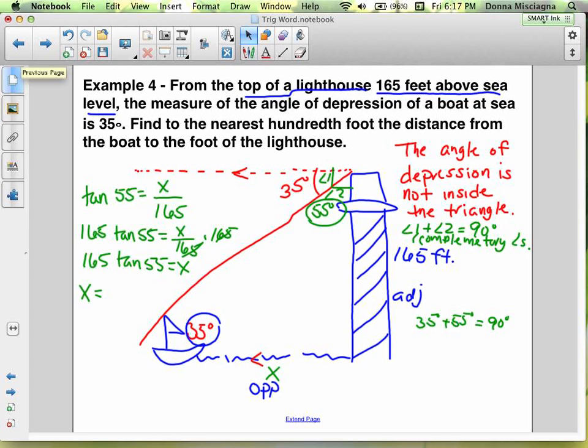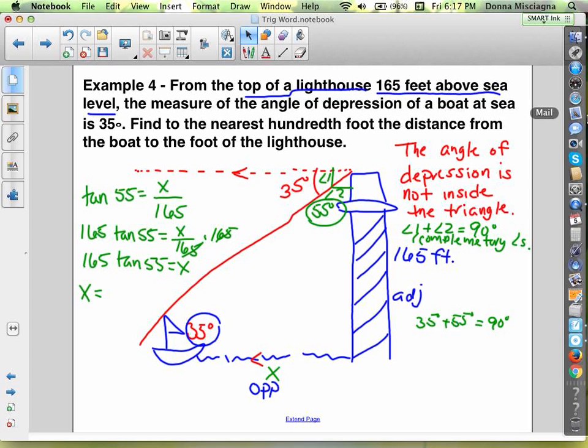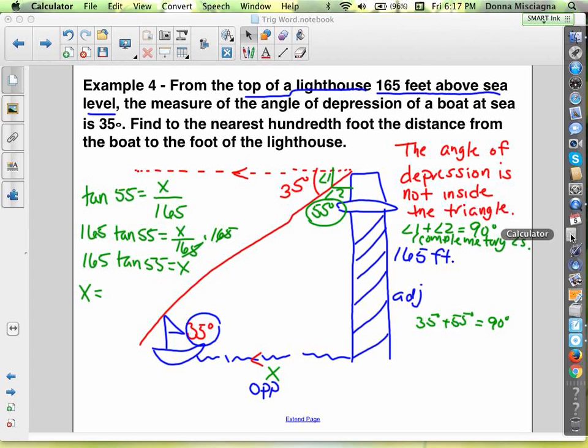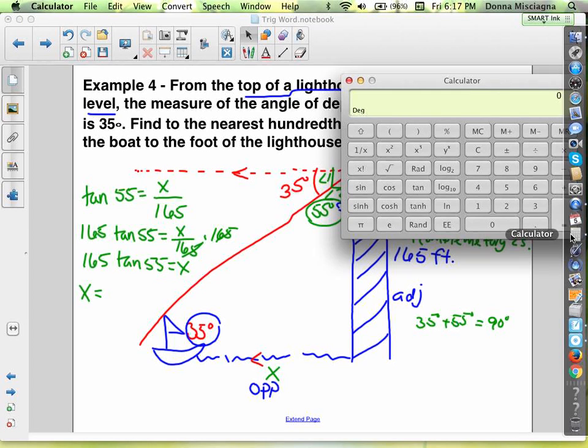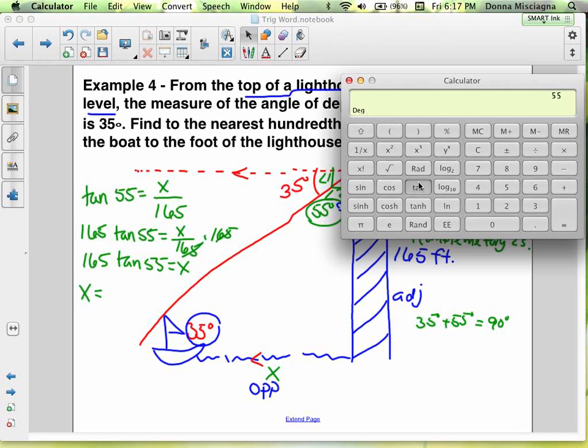And I need to find the calculator, which is hiding on me. So we have 55 tangent, and then times 165. So the distance between the boat and the lighthouse is 235.64 feet. And you might wonder, why would it be important?